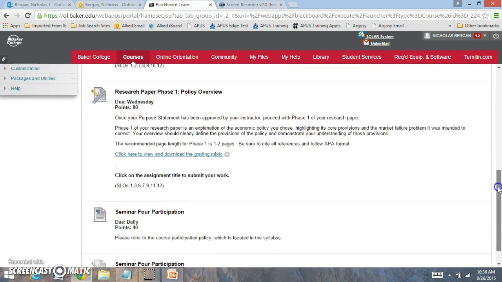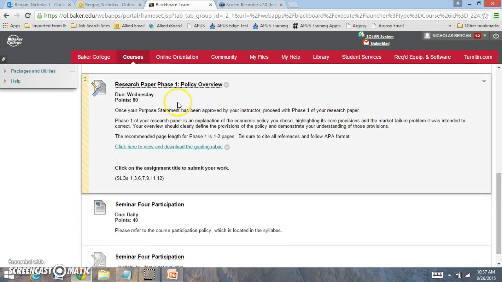Then you have research for paper 1, or phase 1 I should say. Given your purpose statement has been approved, you need to proceed to phase 1 of your research paper. Phase 1 is going to be an explanation of the policy you chose, highlighting its core provisions and market failure problems. And how are you going to correct this? Make sure that it's at least 1 to 2 pages. Make sure that you have APA formatting again, which means a title page, a reference page, and in-text citations. That's key for your development of your work.